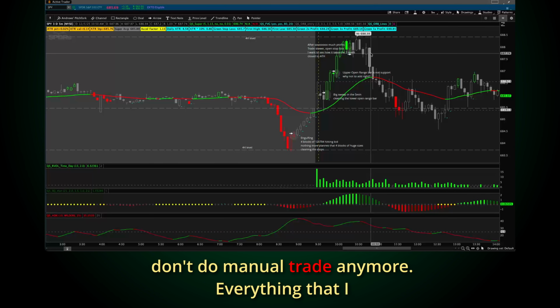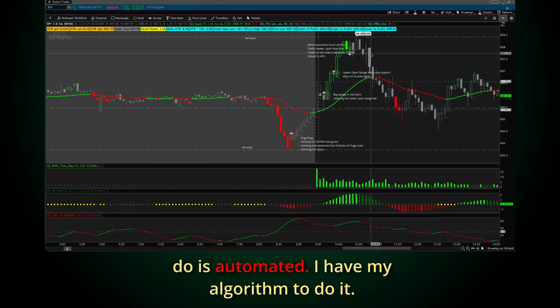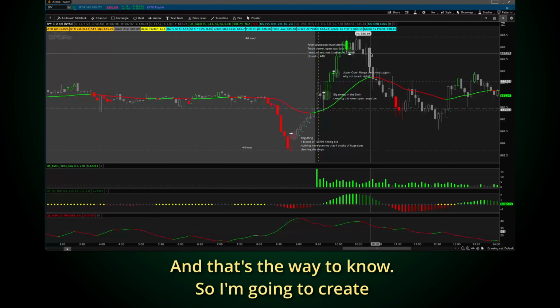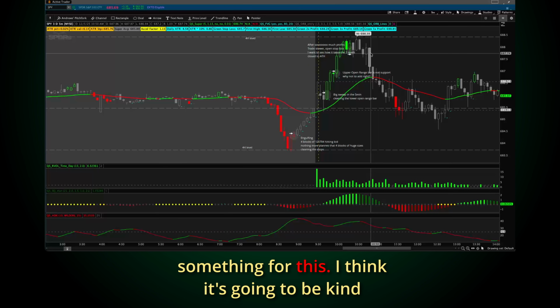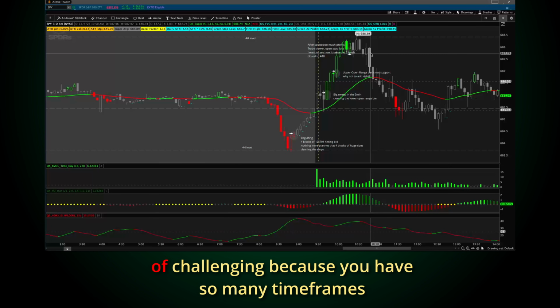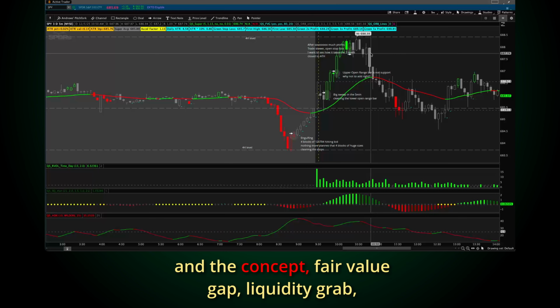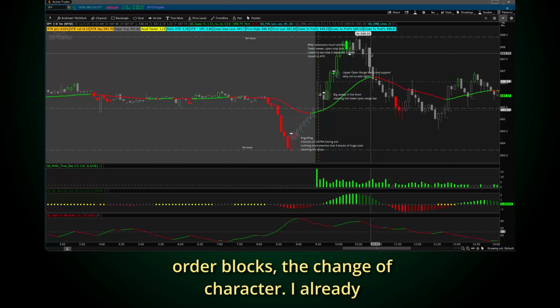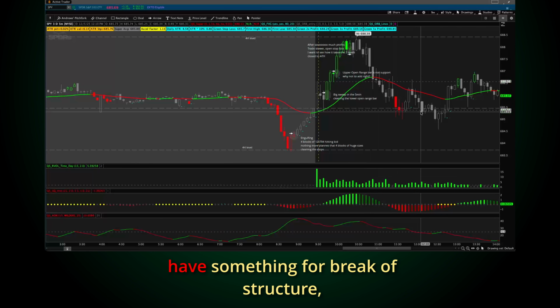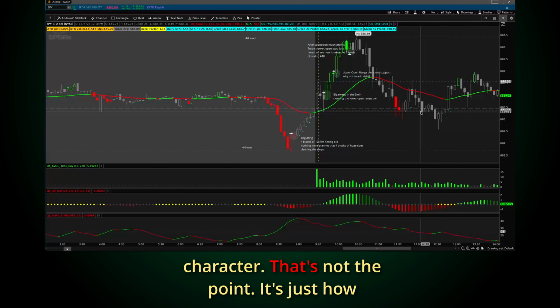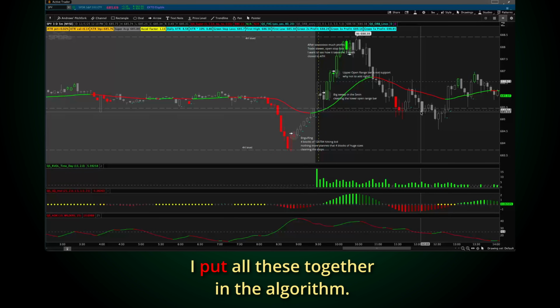I don't do manual trades anymore. Everything that I do is automated. I have my algorithm to do it, and that's the way to know. So I'm going to create something for this. I think it's going to be kind of challenging because you have so many time frames and the concepts: fair value gap, liquidity grab, all the blocks, the change of character. I already have something for breaker structure, change of character. That's not the point. It's just how I put all this together in the algorithm.